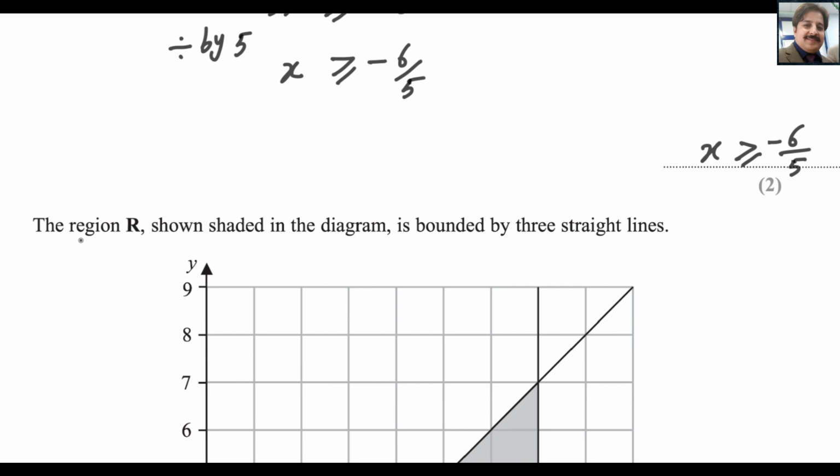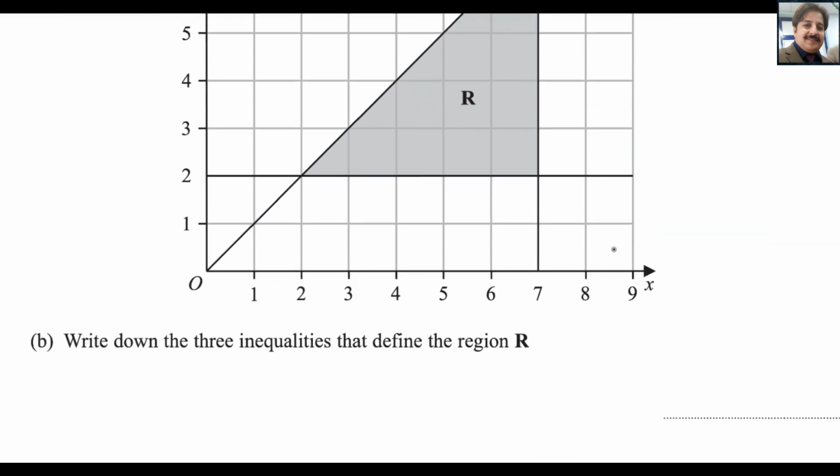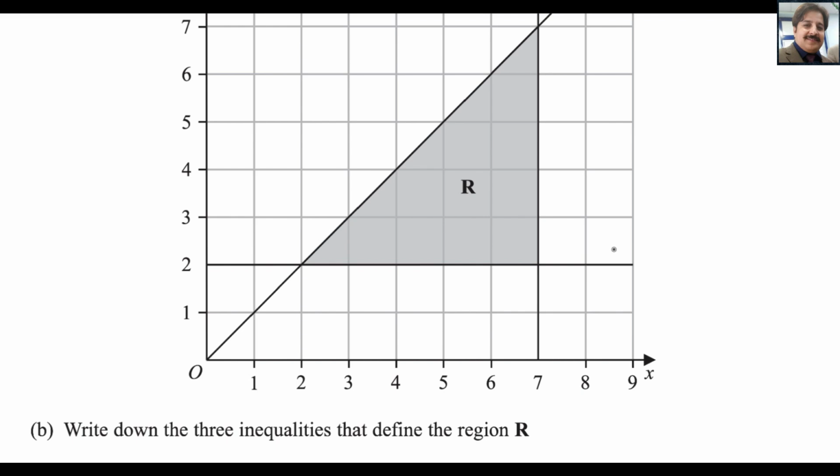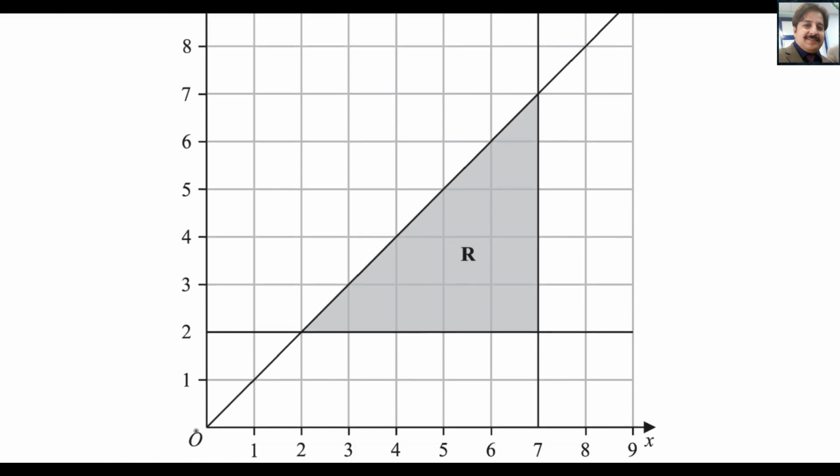For the next part, the region R shown shaded in the diagram is bounded by 3 straight lines. Write down the 3 inequalities that define the region R. First of all, you must know the equation of these lines. Look at the line that is passing through the center. There the rise and run are equal, so the equation of this line will be y equals x.